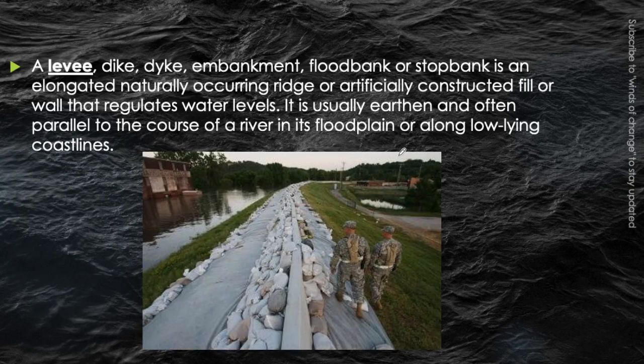Okay, how it is so? We will see that a levee, this is a case of the levee. Levees are provided parallel to the river flow direction. Okay, levees, dikes or embankment, flood bank or stop bank is an elongated naturally occurring ridge or artificially constructed fill or wall that regulates the water levels. It is usually earthen and often parallel to the course of the river in its floodplain or along the low-lying coastlines. Okay, these are the levees.